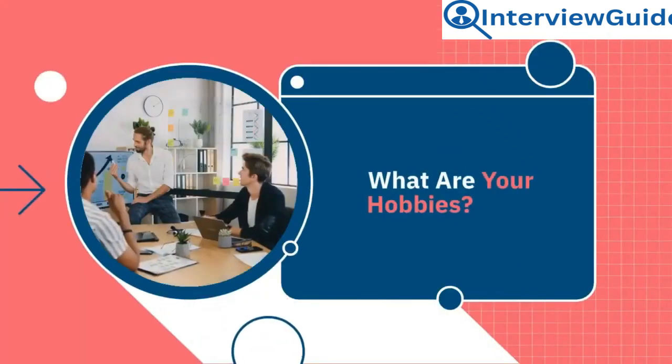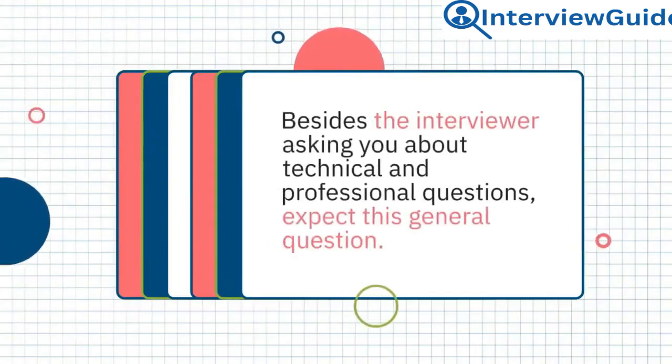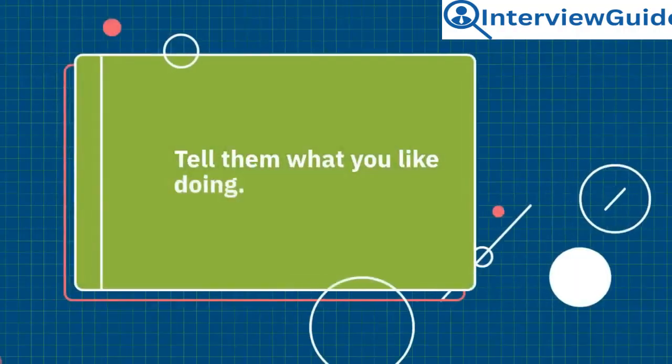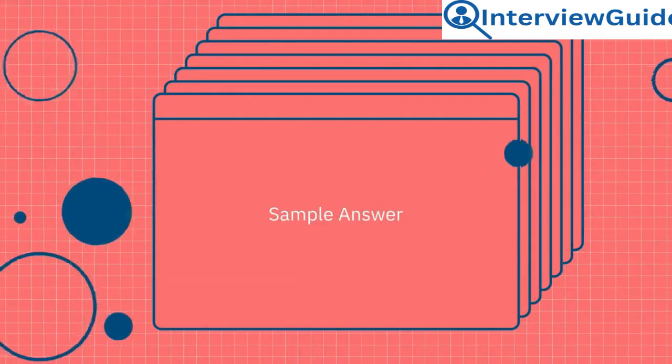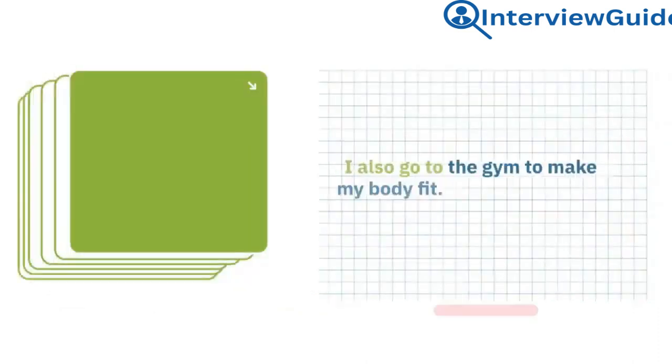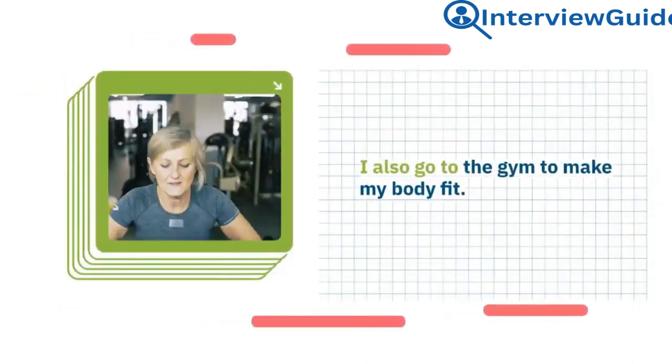18. What are your hobbies? Besides the interviewer asking you about technical and professional questions, expect this general question. Tell them what you like doing. Sample answer. Work without play makes Jack a dull boy. After work I prefer playing chess and reading novels to relax my mind. I also go to the gym to make my body fit.